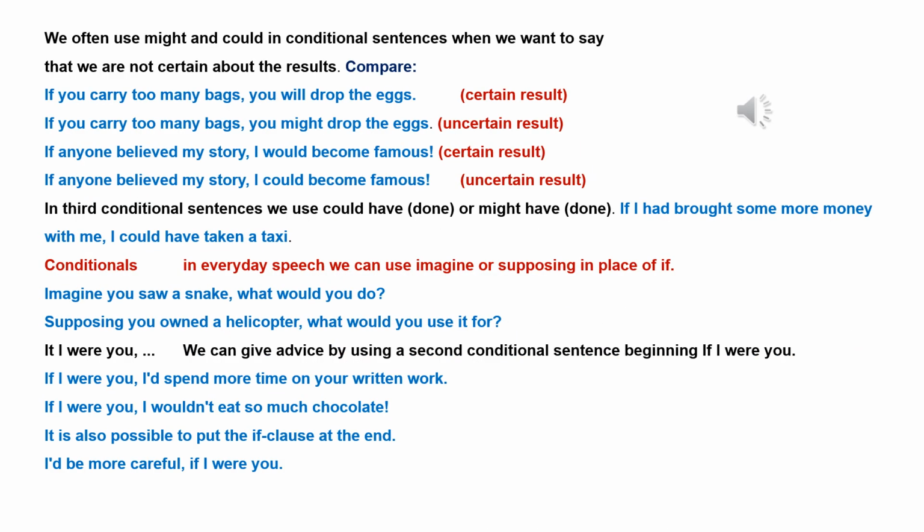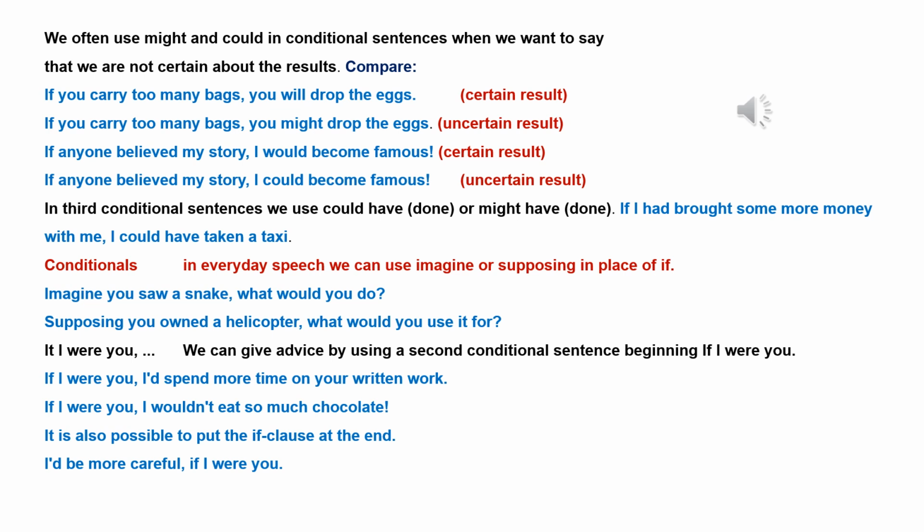We often use might and could in conditional sentences when we want to say that we are not certain about the results. Compare. If you carry too many bags, you will drop the eggs. Certain result. If you carry too many bags, you might drop the eggs. Uncertain result. If anyone believed my story, I would become famous. Certain result. If anyone believed my story, I could become famous.